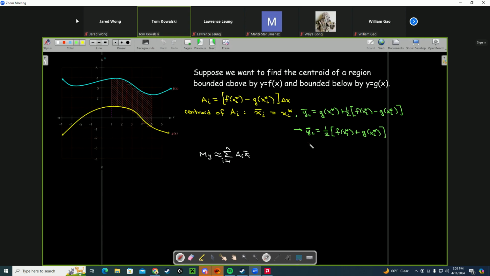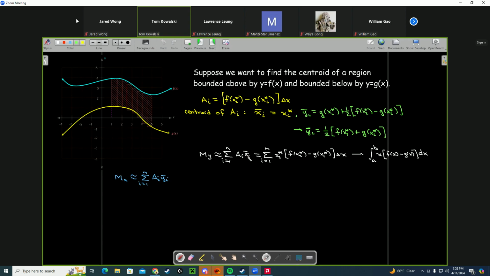If I'm talking about the moment about the y-axis, then I would take the area and multiply that times the x coordinate of the centroid. And so then I turn that into an integral by letting n go to infinity.